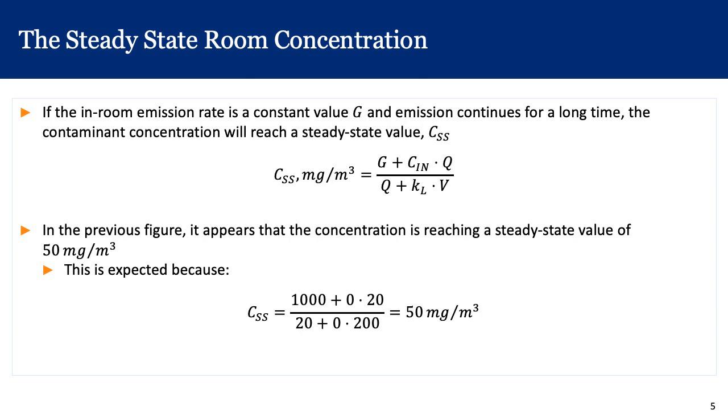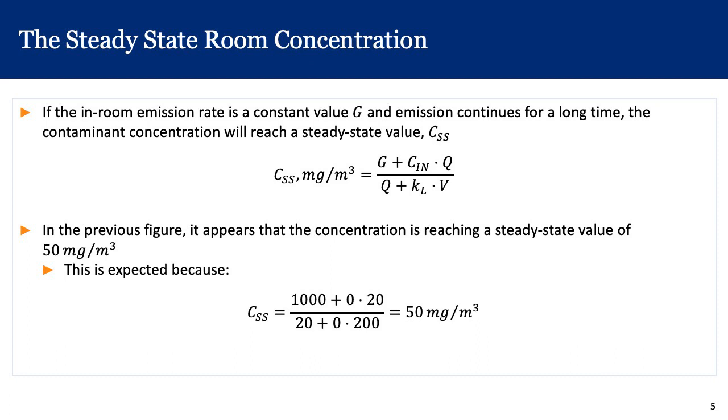And we can now go back to our initial equation before we made our simplifying assumptions about Cn and KL being zero. So if the in-room emission rate is constant, G, and emission continues for a long time, the contaminant concentration in the room will reach a steady state value, CSS, for steady state. And this is G plus Cn times Q in the numerator and Q plus KL times V in the denominator.